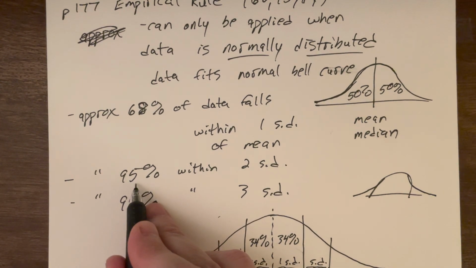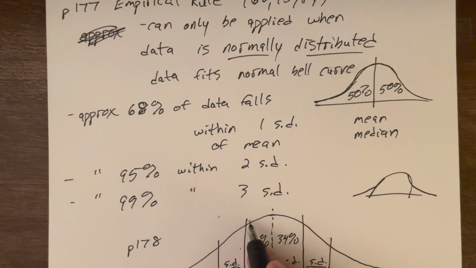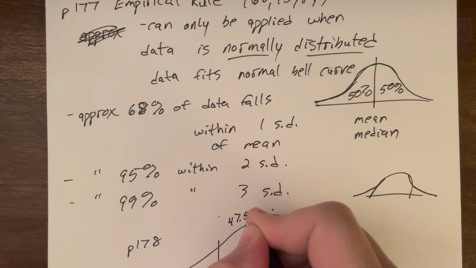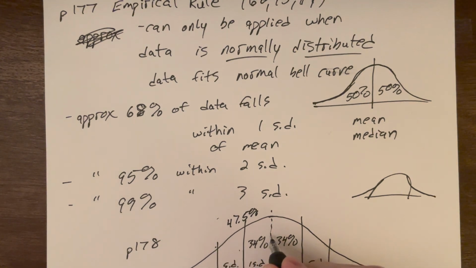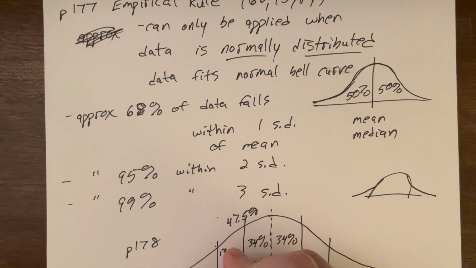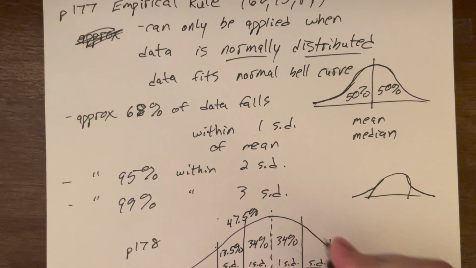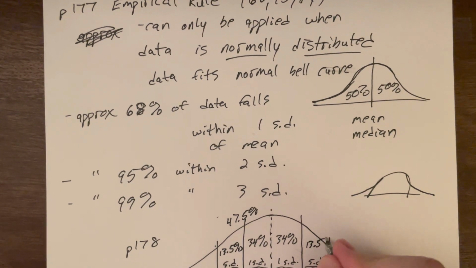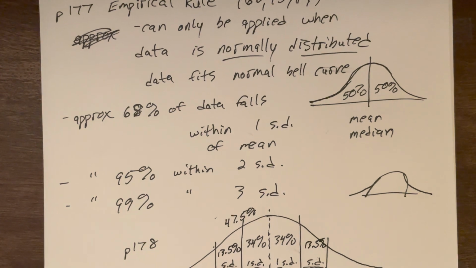So half of 95 would be 47.5%. But if I know 47.5% go from here to here, and 34% goes from here to here, that leaves me with 13.5% here. And same thing on the other side.